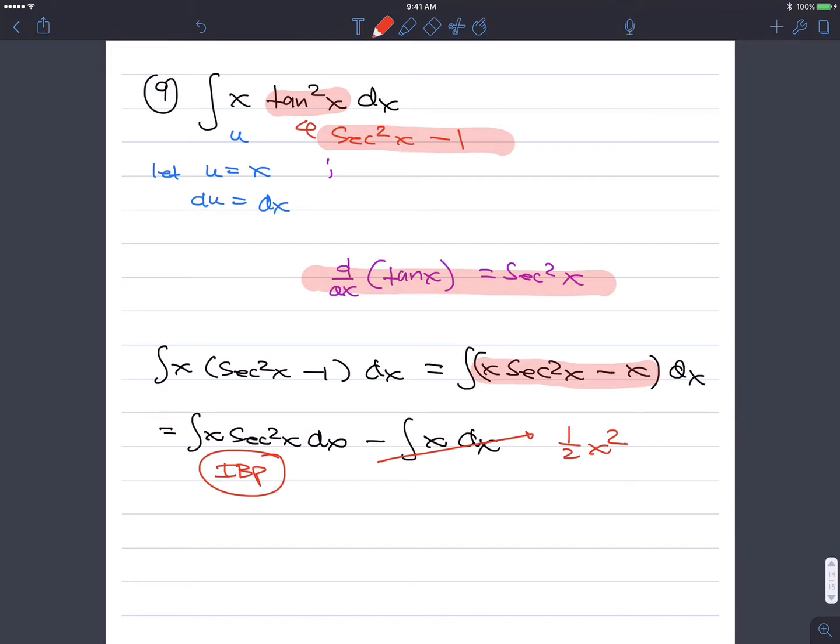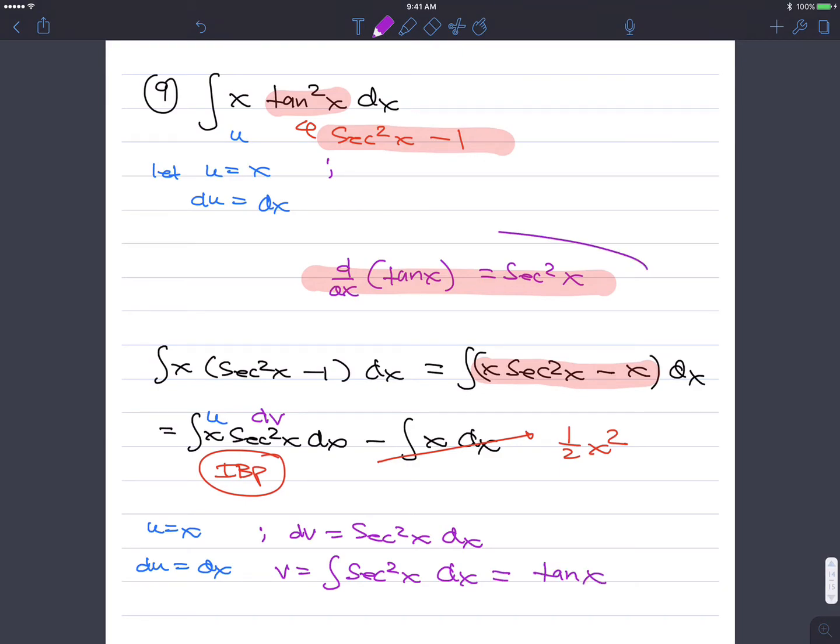So by IBP, let's see what happens here. Again, we have something nice where u here is x. So we're going to let u be x, which gives us du being dx again, just like above. And then notice now I'm going to have a dv here. Well, my dv is secant squared x dx, which means v will be the antiderivative of secant squared x dx, which is tangent x. In other words, we are using the fact that I just talked about here.